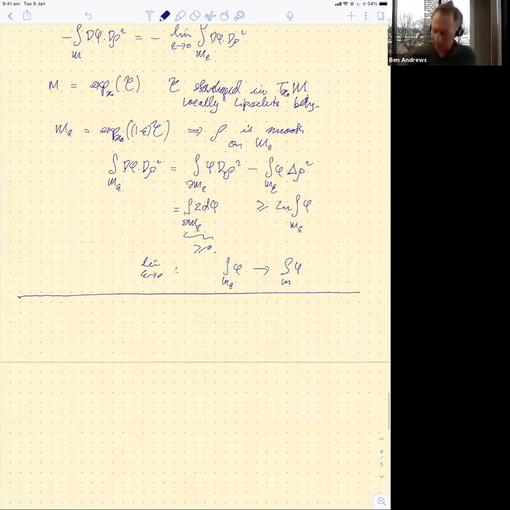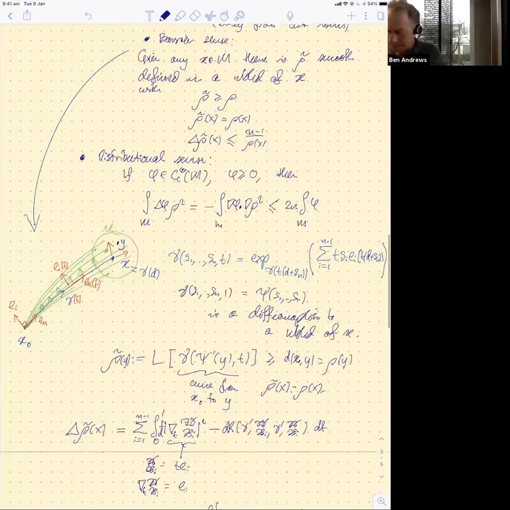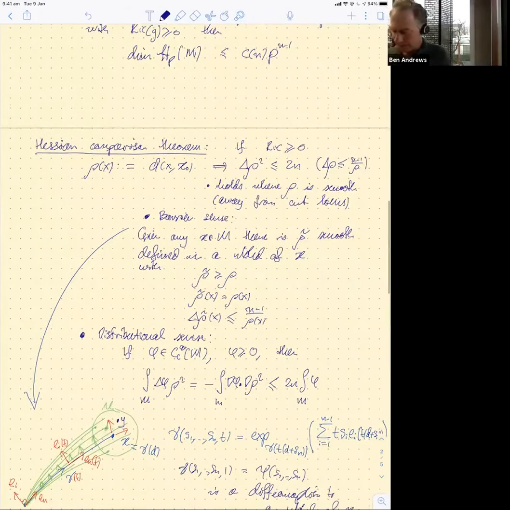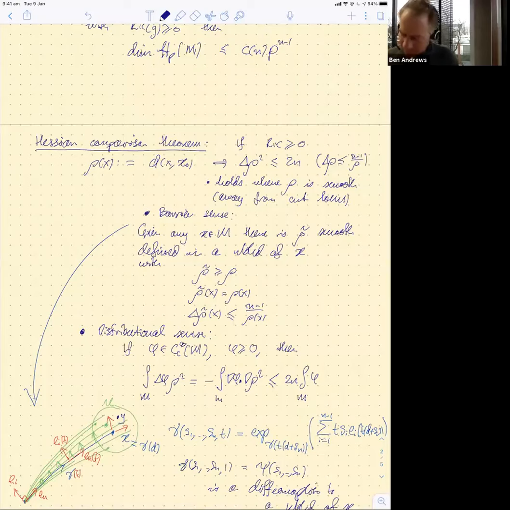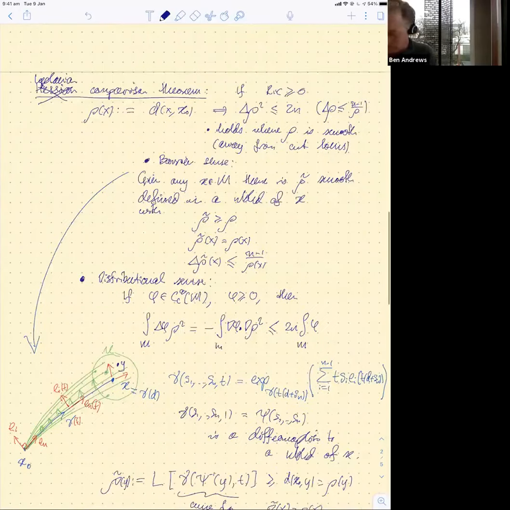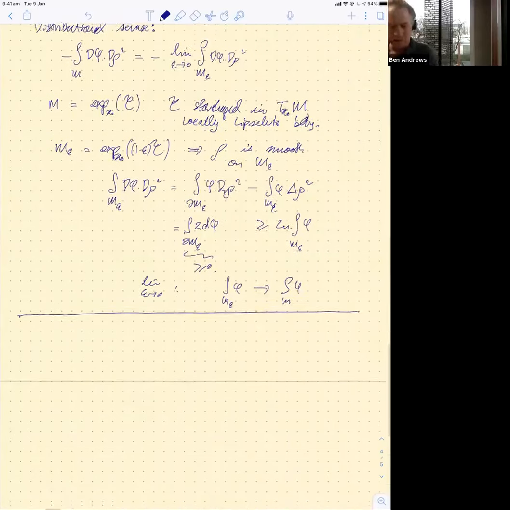Okay, so let's look at some of the consequences of this Laplacian comparison theorem. Sorry, did I say Hessian? This is really a Laplacian. The Hessian comparison is the result for the whole Hessian of rho, which you don't get under a Ricci curvature assumption. You need a full sectional curvature assumption to do that.